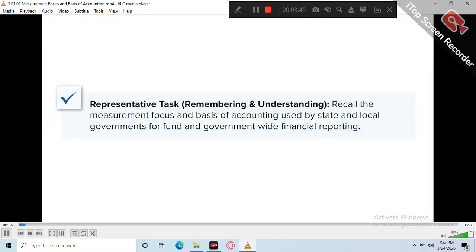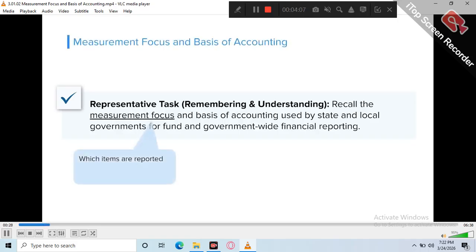As promised, we have 2 representative tasks. This one is at the remembering and understanding level. It says we want to recall the measurement focus and basis of accounting used by state and local governments for fund and government-wide financial reporting. That was a lot of words that we may not be familiar with. So let's start with measurement focus. That says which items are getting reported.